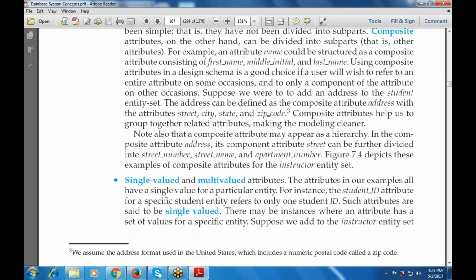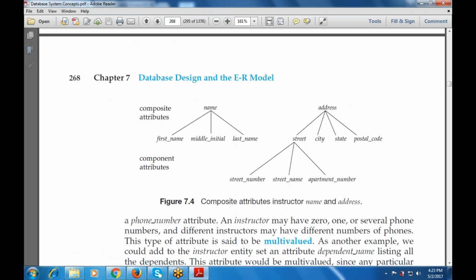Next is single valued and multi-valued. Some attributes have a single value, some attributes have multiple values. A student entity refers to only one student ID. That is known as single valued. When you talk about the student name, there may be a first name, a last name, and a middle name. This is a composite attribute: name with first name, middle name, last name; address with street number, street name, apartment name, which is a further division of the street.